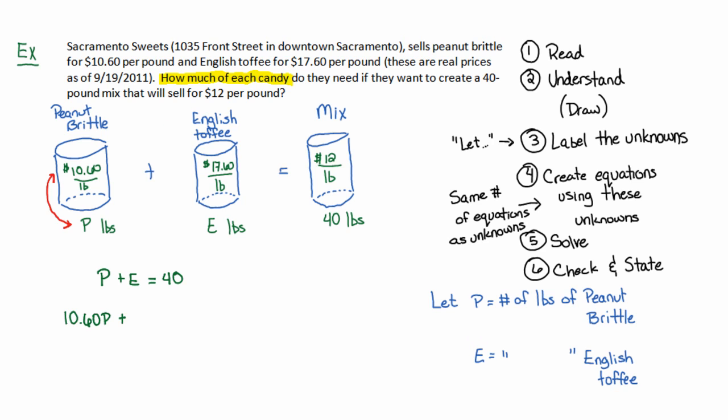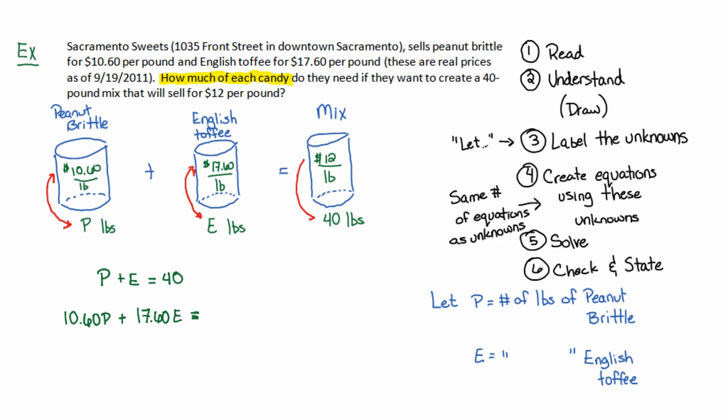Well, let's go ahead and tack on the amount of money total that we spent on English toffee, which follows the same argument here. It's just going to be $17.60 per pound times the E pounds of it. And that should be the same amount as what we have spent on the mix altogether. 40 pounds at $12 a pound.